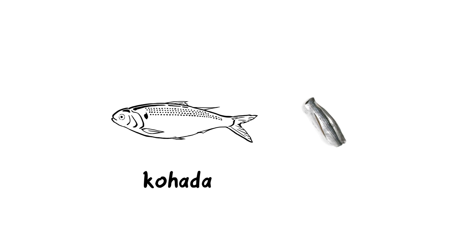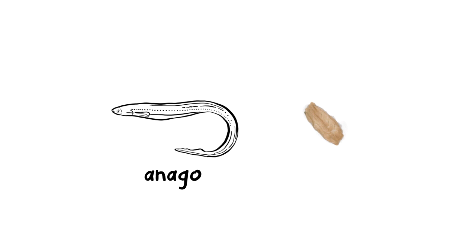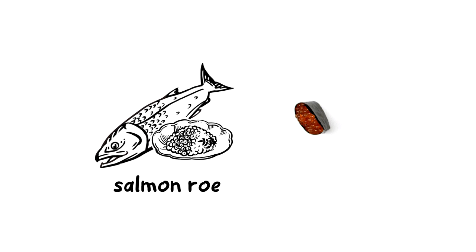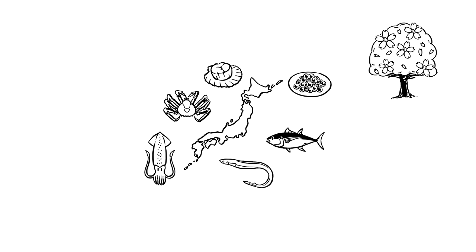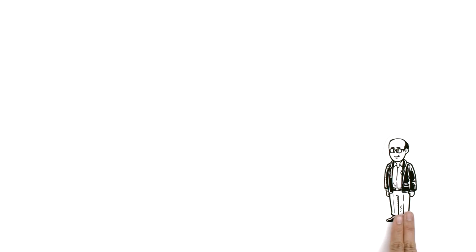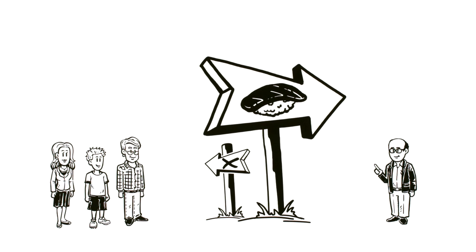He might serve kohada, or gizzard shad, marinated in vinegar, maguro, or bluefin tuna, eaten raw, and cooked anago, or conger eel. But there are hundreds of other varieties, many only available at certain times of the year. At last, the Bakers are about to enjoy sushi the authentic way.